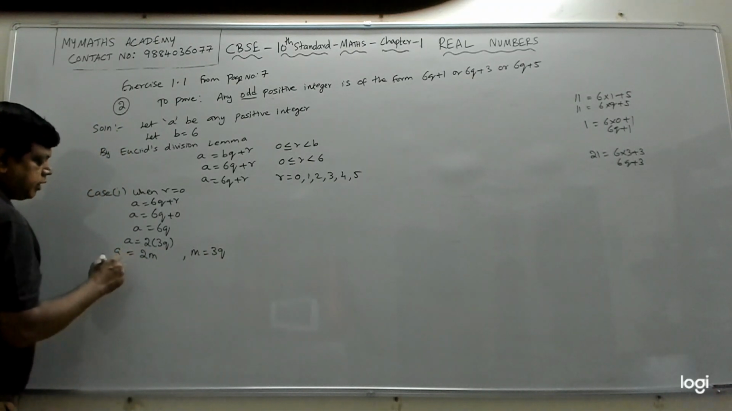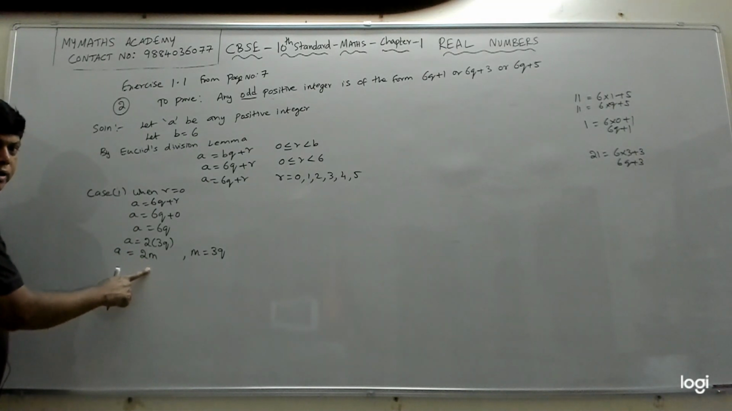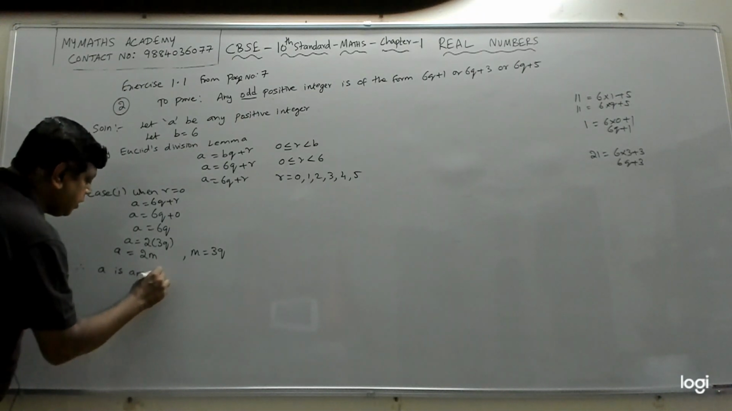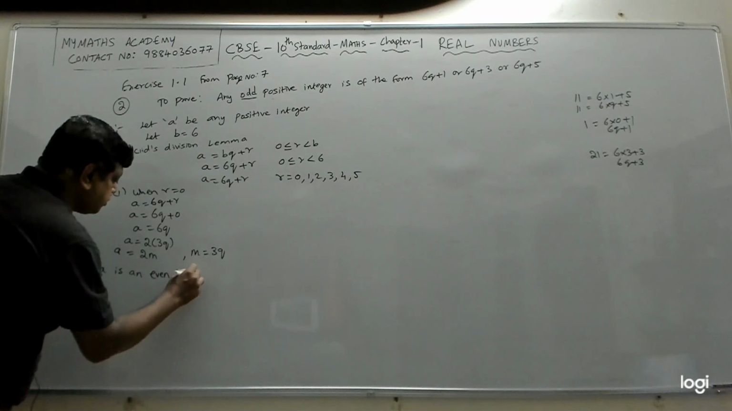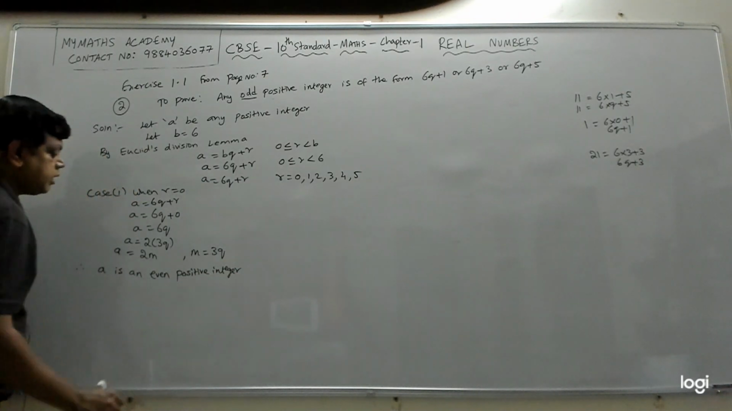Now it is in which form? A is equal to 2m form. When a is 2 into something, then it is an even number. So therefore, a is an even positive integer.